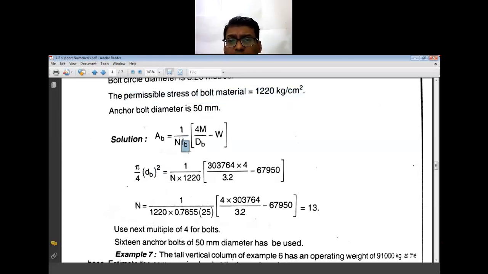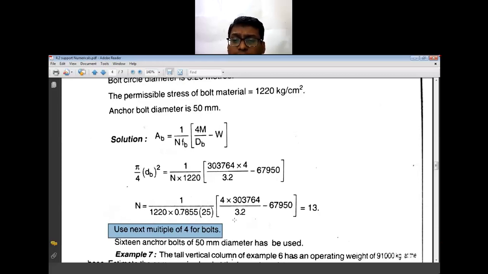So bolt circle diameter is 3.2 meter, and the permissible stress for the bolt material is 1220 kgs per centimeter square. Anchor bolts of 50 millimeter diameter are used, that is 5 centimeter anchor bolts. So the anchor bolt area is equal to 1 upon NFB, 4M upon dB minus W. That formula has to be used.